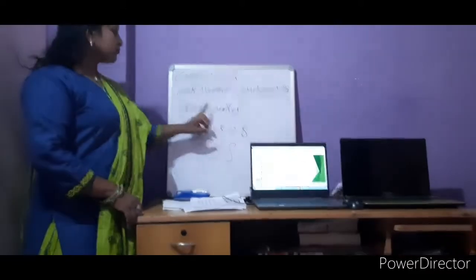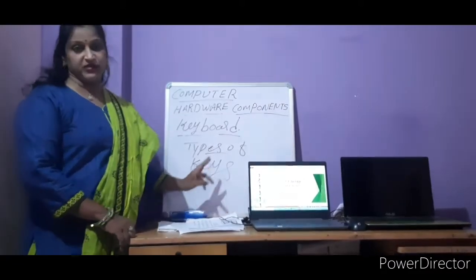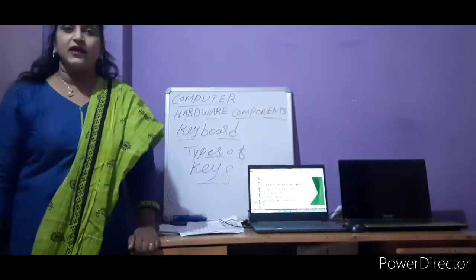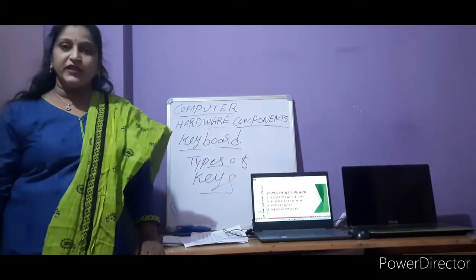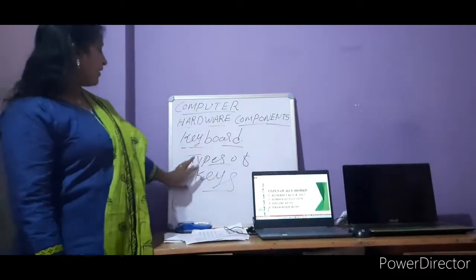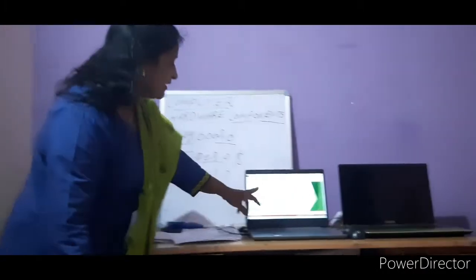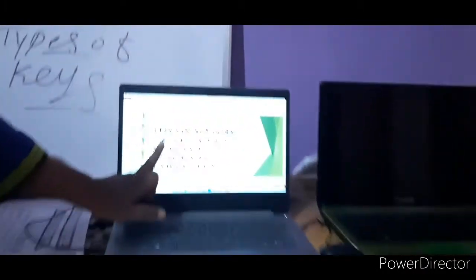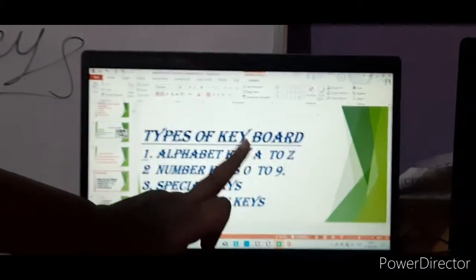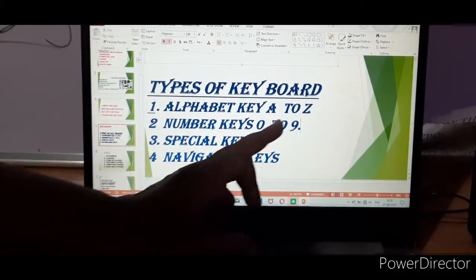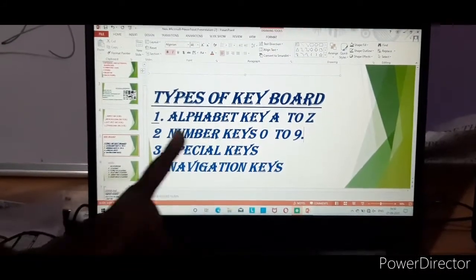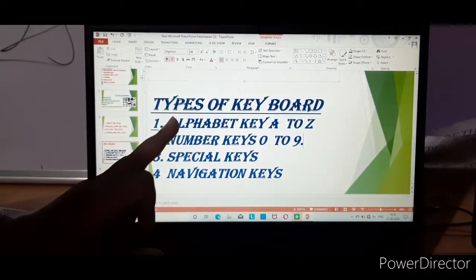Now we will study the keyboard and the types of keys. There are 4 types of keys. First, the alphabet keys, that is A to Z. Then the number keys, that is 0 to 9, and then special keys and navigation keys. Now one by one we will study.